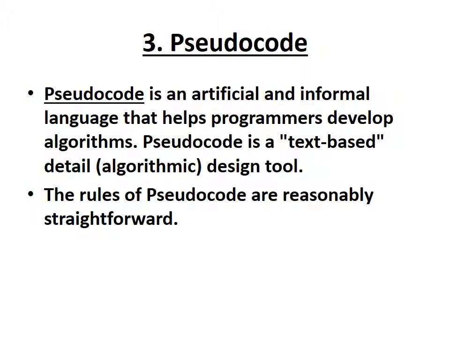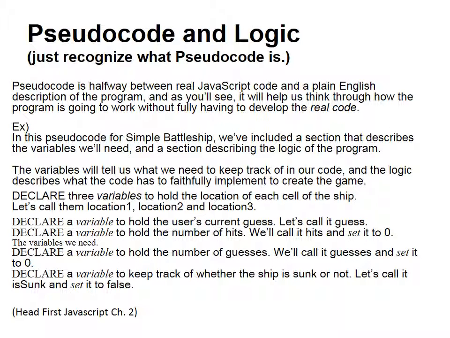Pseudocode is an artificial and informal language that helps programmers develop algorithms. Pseudocode is a text-based, detailed algorithmic design tool. Pseudocode is halfway between real JavaScript code and a plain English description of the program. This pseudocode is an example of a simple battleship with variables from Head First JavaScript Chapter 2.